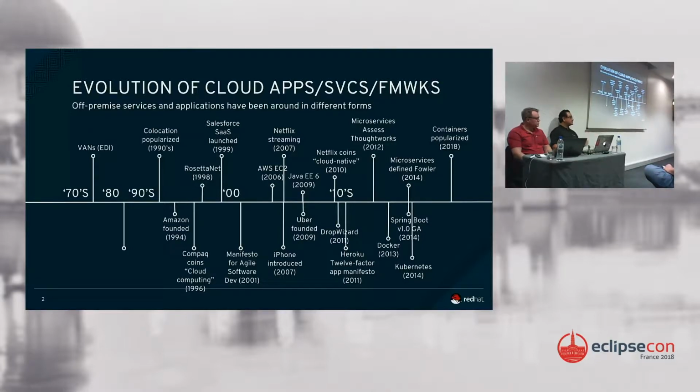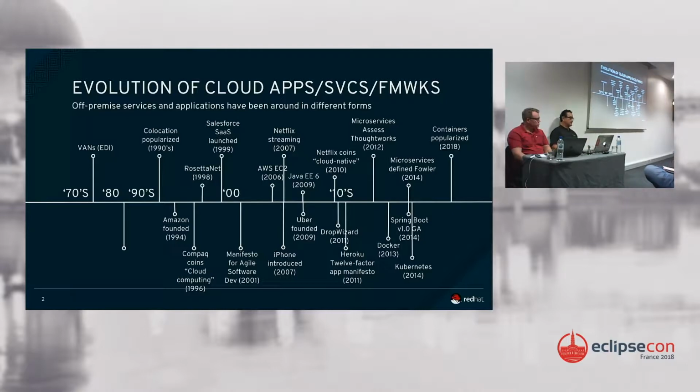And when people started getting comfortable with using the internet, VANs kind of became the old thing, and people started moving to the internet as a means of communication. And protocols like RosettaNet became popular. You can, for example, run EDI messages over RosettaNet over the regular internet. That was in 1998. Salesforce, the largest SaaS provider in the world, launched in 1999. Then in 2001, the Manifesto for Agile Software Development came about.